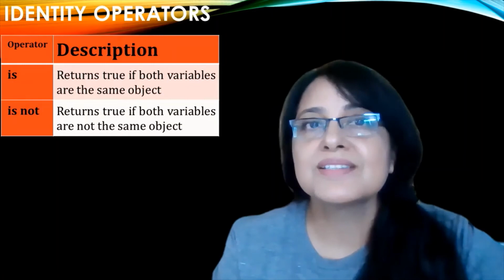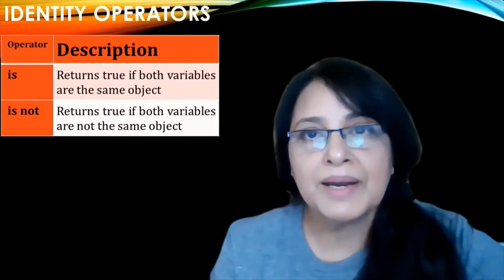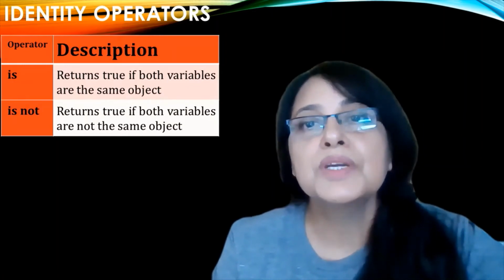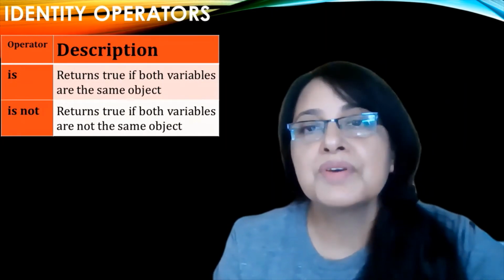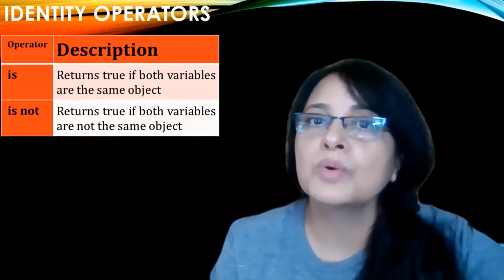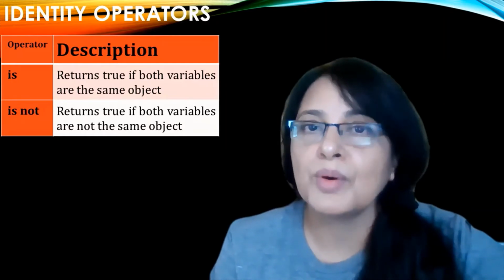Identity operators are similar to comparison operators in that we do check whether the two variables are the same. However, in this case, we're going to also check whether they are the same object.